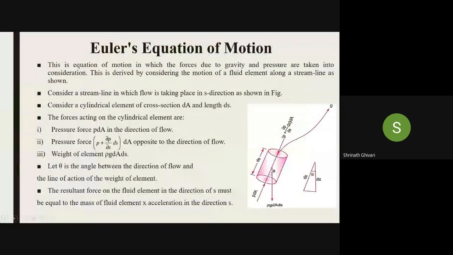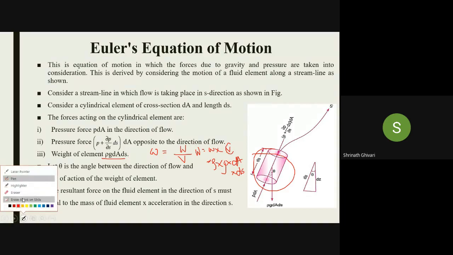Any one of you? What is specific weight? Weight by volume. Okay. I want the weight of the element. So what I'll do? Weight equals specific weight into volume. What is specific weight? Rho into g. Everyone agrees? What is the volume of this fluid element? dA, area, into length, ds. Therefore, the weight of the fluid element is rho g dA ds.